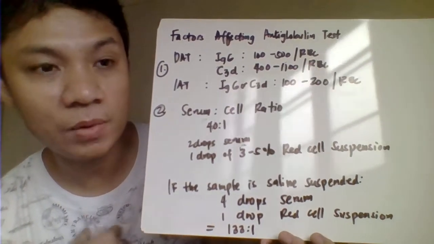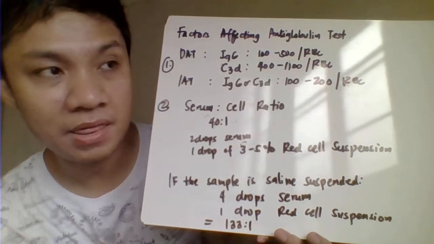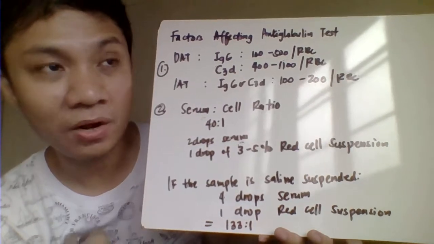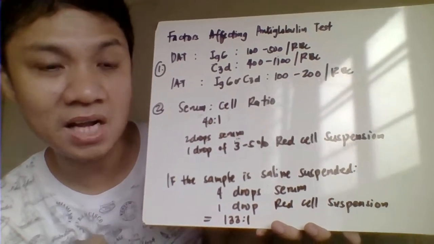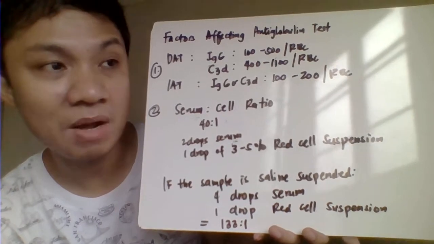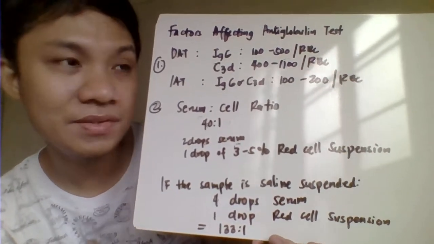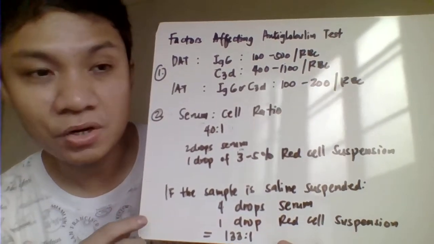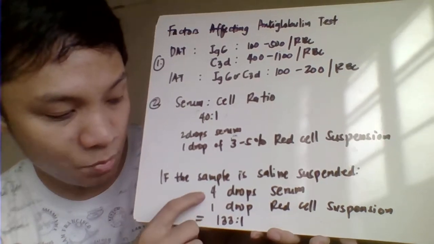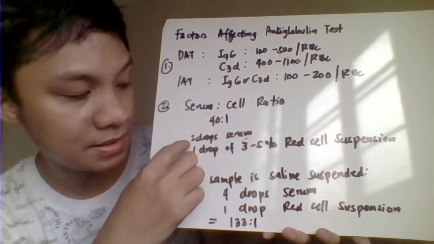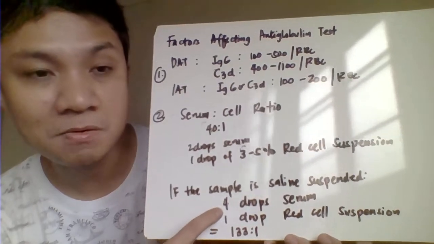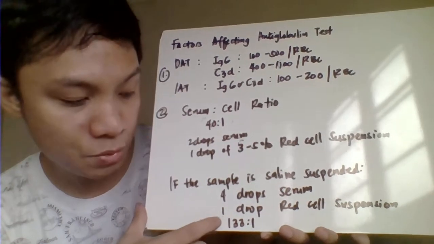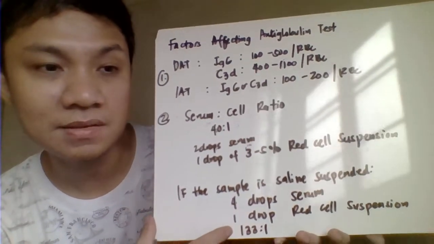However, sometimes if you have a weaker reaction, especially if your sample has been suspended in a saline solution at cold temperature, the reaction is weaker because, remember, those are IgM antibodies. To enhance the reaction at 37 degrees, which is for your IgG antibody, you try to increase your serum to cell ratio. By using 4 drops of serum instead of the usual 2 drops, versus 1 drop of your 3 to 5% red cell suspension, that gives you a 133:1 serum to cell ratio.